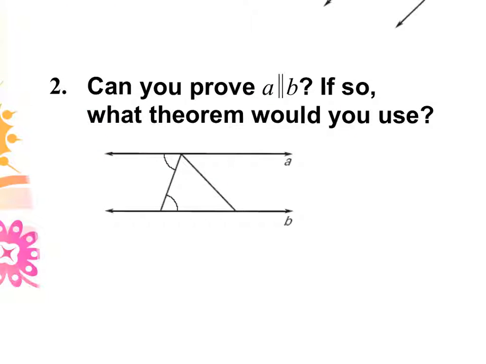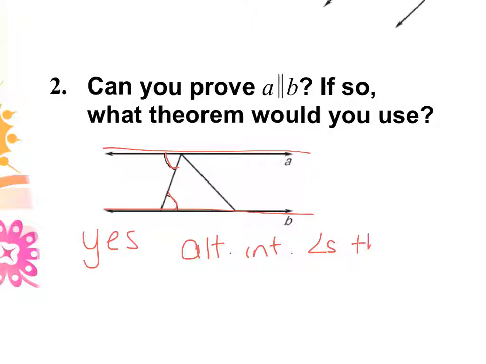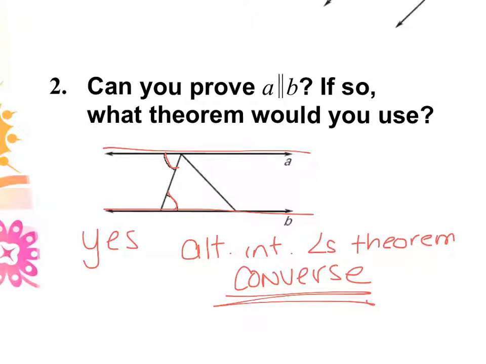So is there enough information here to show that these are parallel? Yes. And what theorem would it be? Alternate interior, opposite sides, right? So it's alternate, and then they're in between the two parallel lines. So this is the alternate interior angles theorem, and what's the most important part of this? Good, converse. Converse is when you're proving the lines are parallel. So if I say the theorem says if the lines are parallel, then the alternate interior angles are congruent. This time we want to show that the lines are parallel, so we have to use the converse.